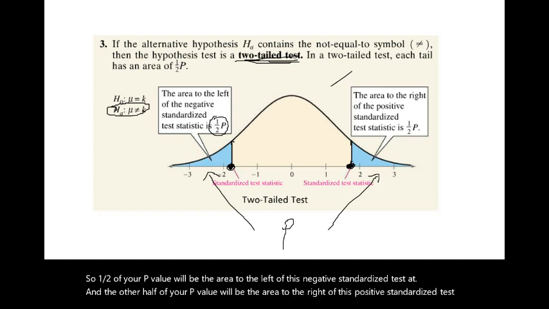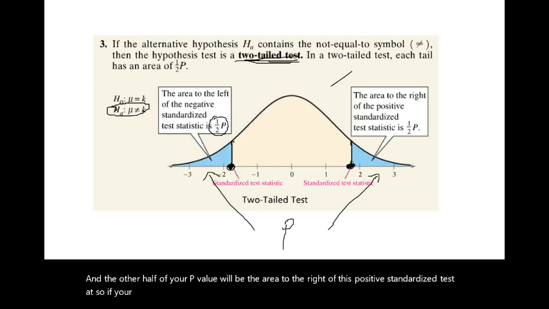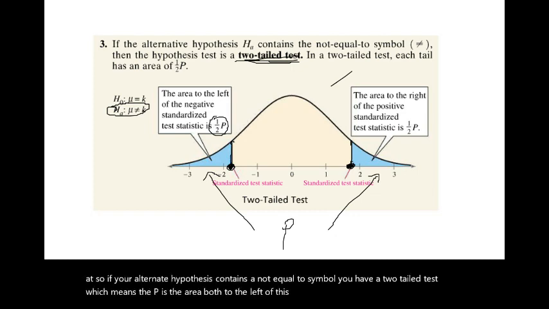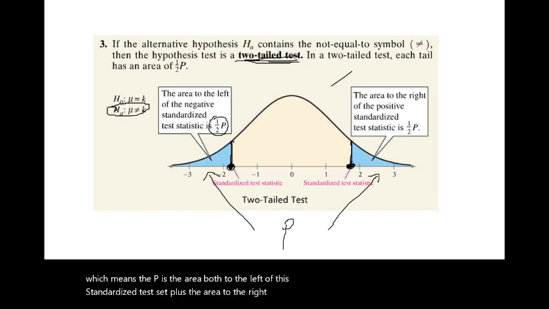So if your alternate hypothesis contains a not equal to symbol, you have a two-tailed test, which means the P is the area both to the left of this standardized test stat plus the area to the right of this standardized test stat.